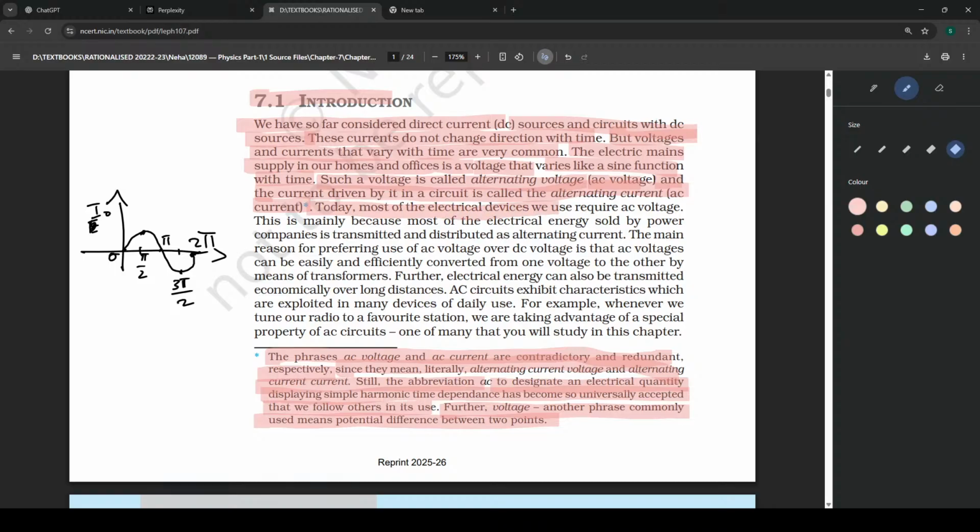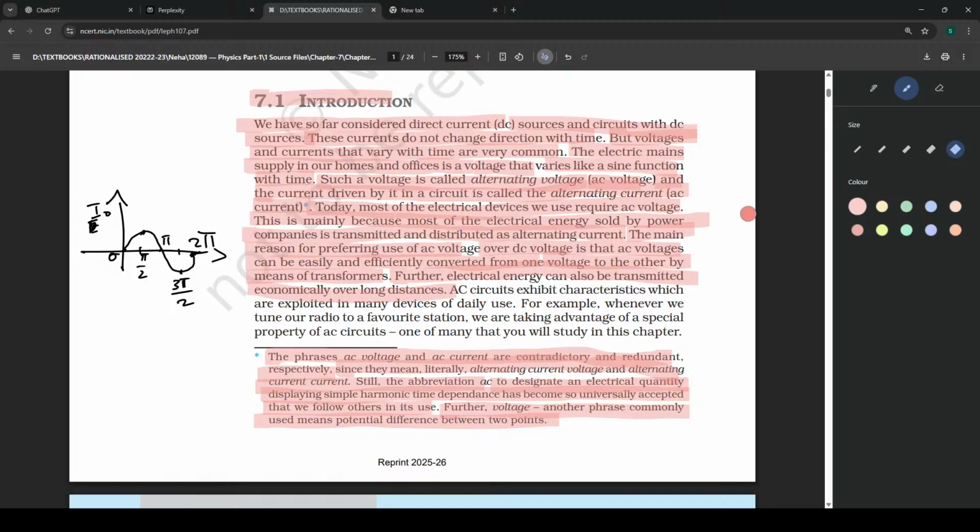Today, most of the electrical devices we use require AC voltage. This is mainly because most of the electrical energy sold by power companies is transmitted and distributed as alternating current. The main reason for preferring AC voltage over DC voltage is that AC voltage can be easily and efficiently converted from one voltage to another by means of transformers. Further, electrical energy can be transmitted economically over long distances.